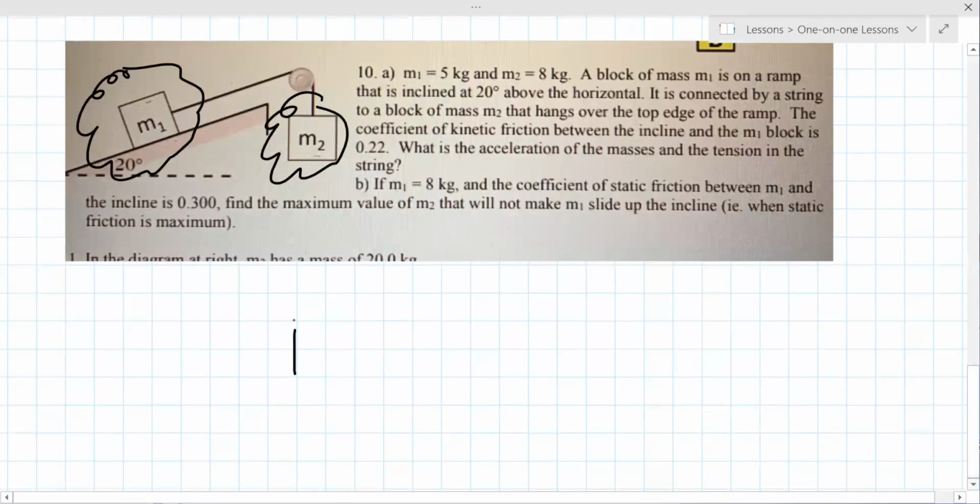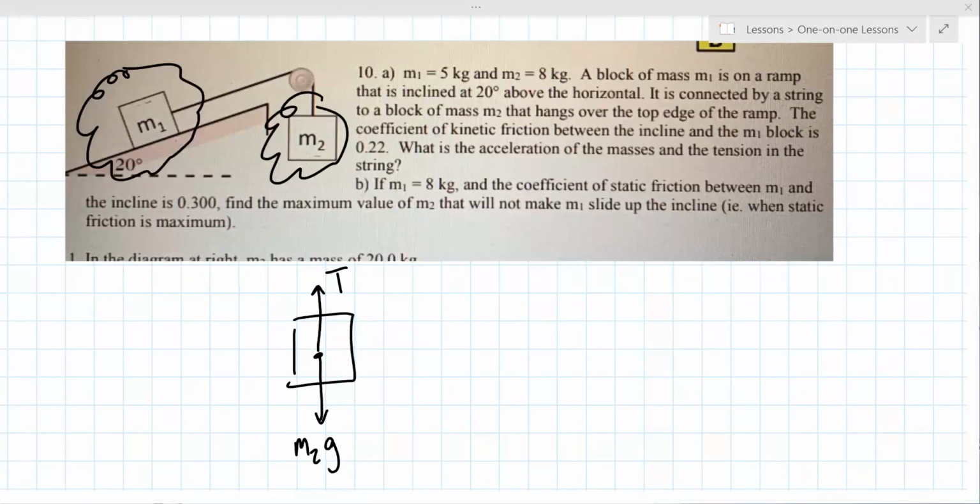So M2, what are the forces acting on M2? The forces on M2, we have gravity, and is acceleration on its side here? Acceleration is not a force. Not a force. All right, never mind. Gravity, and we have tension. That's it, it's suspended in the air.